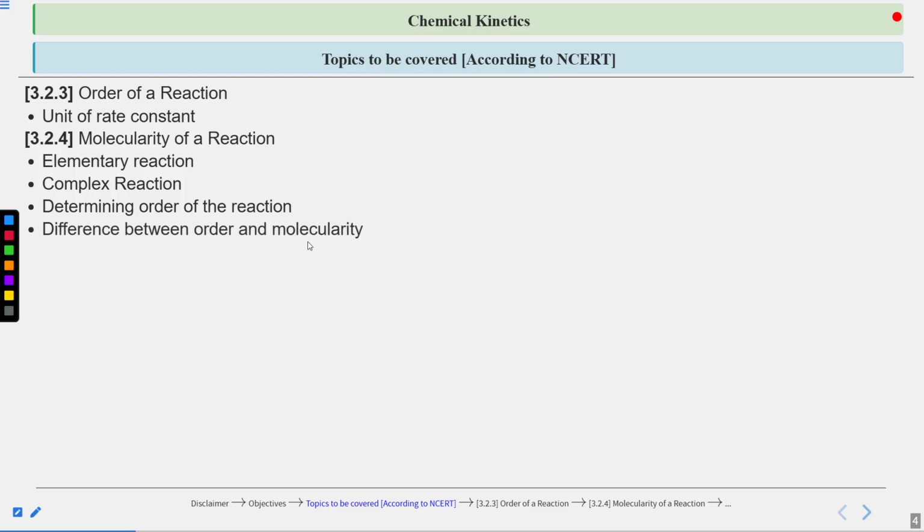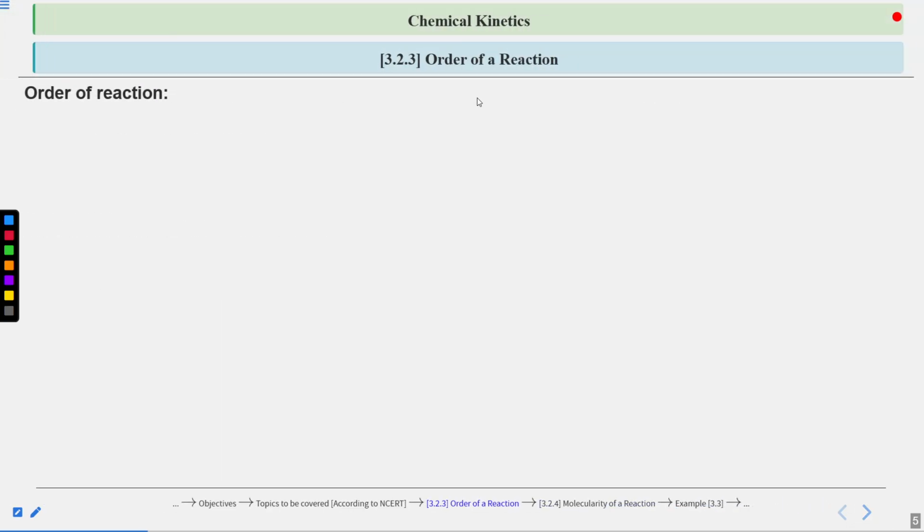Difference between the order and the molecularity. So what are the differences between the order and the molecularity for a particular reaction? We will also learn this. Lastly, we will see some examples, 3.3 to 3.4, as per the NCERT textbook in the chapter Chemical Kinetics. And lastly, we will cover some in-text questions along with the examples marked 3.3 to 3.4. So let's begin with our first topic, which is subsection 3.2.3, order of a reaction.